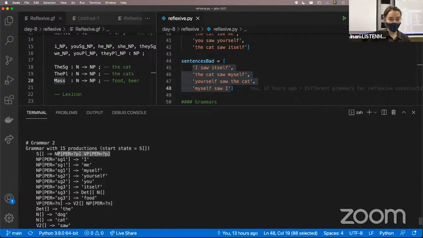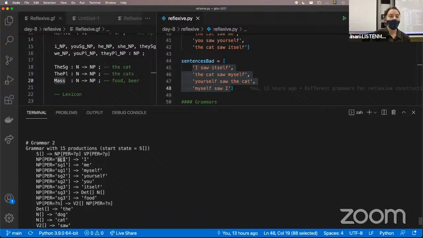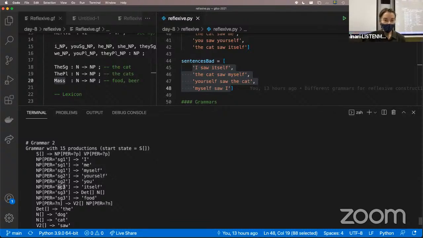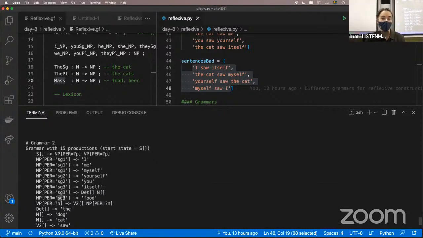So now we have introduced person. We say that I, me, and myself have the feature singular 1. And then yourself and you have the feature singular 2. I'm just ignoring all plurals here, just to be simple. And then itself has singular 3. Also anything that we form with determiner and noun has singular 3, again because we don't have any plural nouns now, because I'm simplifying a lot. And the noun phrase food is also singular 3.